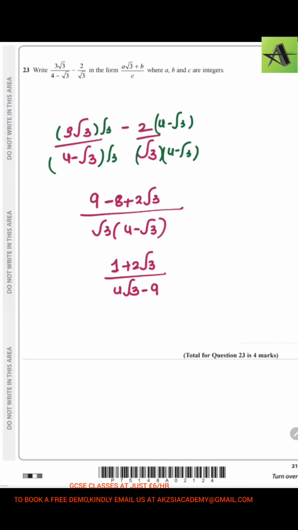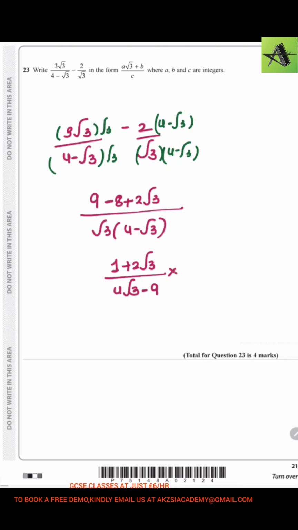Now this is not the end of our answer because they're expecting you to write in this format, which is a root 3 plus b over c, and c is an integer, clearly mentioned. That means I have a third number in my denominator. I need to multiply and divide with the denominator. This is called rationalization. Rationalization of a third number is a process in which we make the denominator an integer.